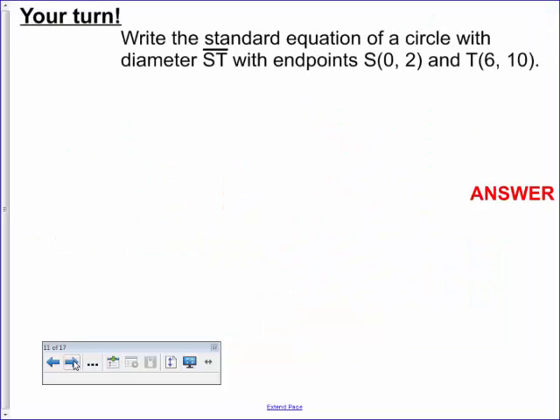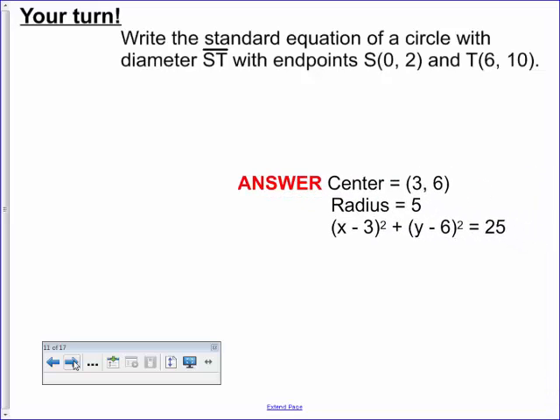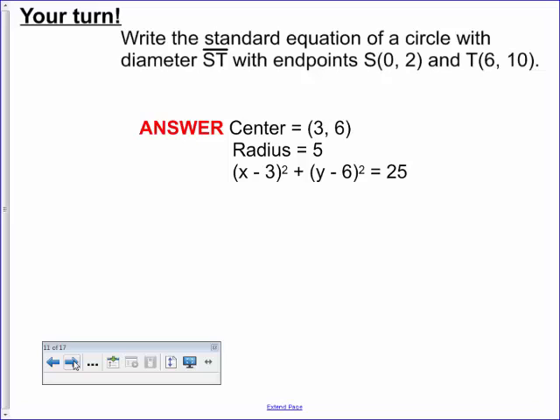All right, see if you can do this one on your own, given the endpoints of the diameter. And if you did it correctly, this should be your final answer: x minus 3 squared plus y minus 6 squared equals 25.